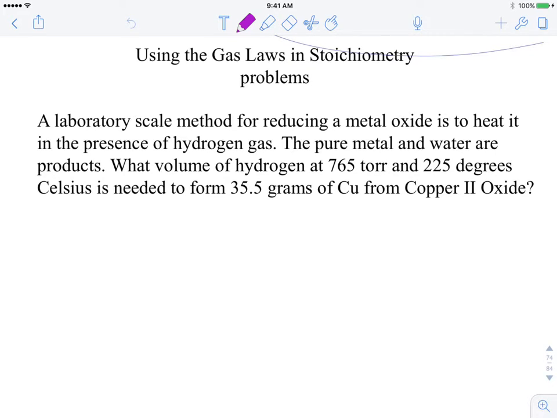So the first thing I want to talk to you about is the stoichiometry problems. Here we have a reaction in which we're trying to reduce a metal oxide heated in the presence of hydrogen gas. We produce pure metal and water. We're doing this for copper. So we're going to take our copper oxide and heat it in the presence of hydrogen gas. We are going to produce the pure metal and water.